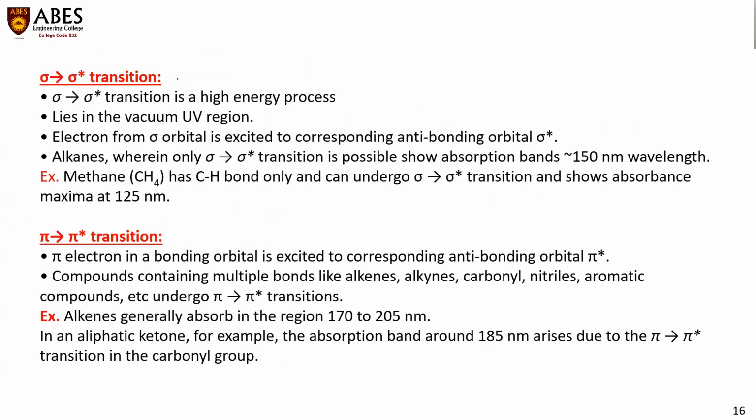Sigma to sigma star transition is generally observed in saturated compounds which have only sigma bonds. An electron from a sigma orbital is excited to the corresponding anti-bonding orbital. This transition is a high energy process lying in the vacuum UV region. For example, methane, CH4, which has 4 sigma bonds, undergoes sigma to sigma star transition and shows the absorbance maximum at 125 nanometer.